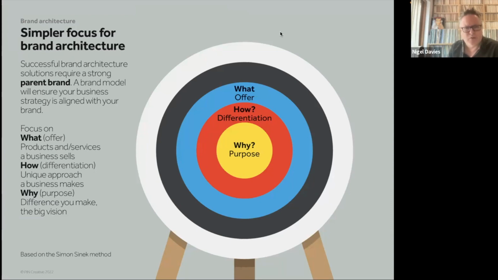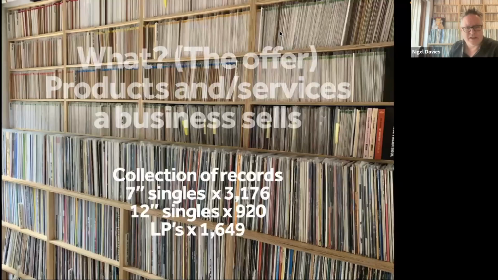So this is the model that we will use for brand architecture. And I just want to show you that as it applies to something, to give you an example of how you can simplify your brand down. So think about the records that I've got around me. What is that? What is the offer? Well, the offer, the products and services that a business sells, it's a collection of records.